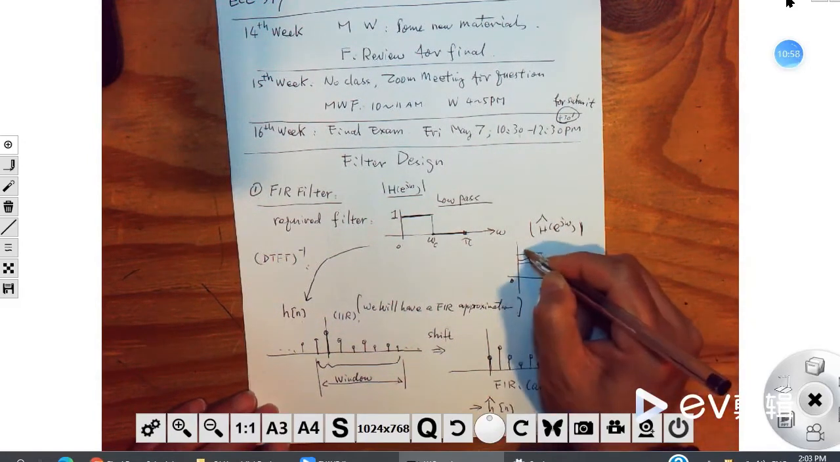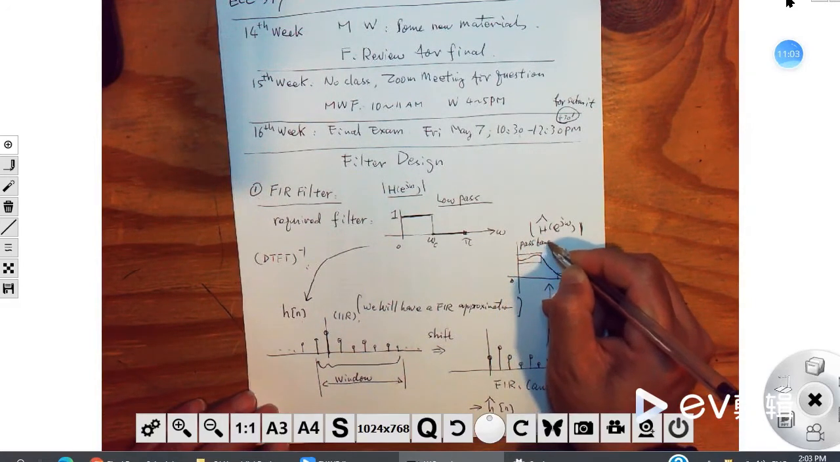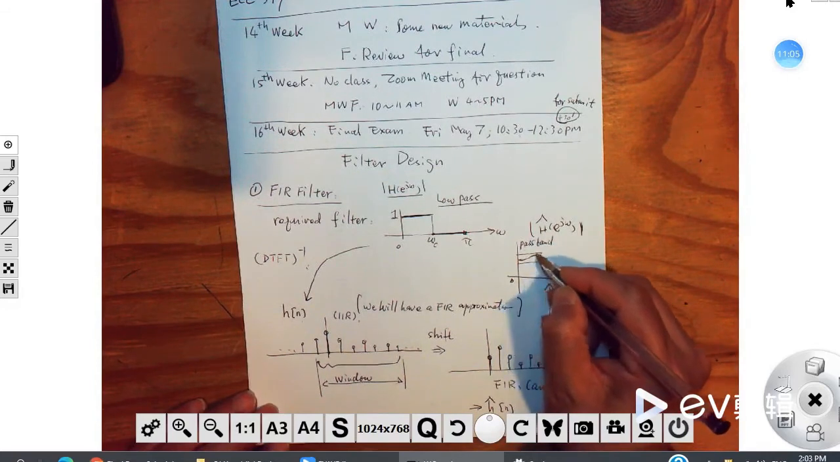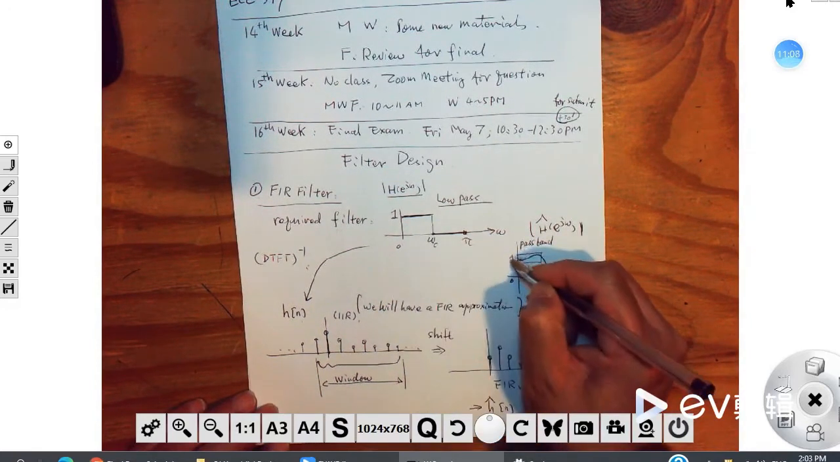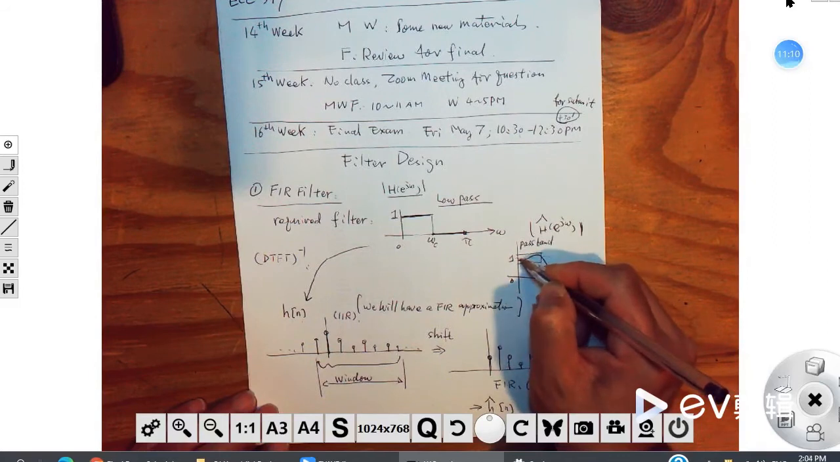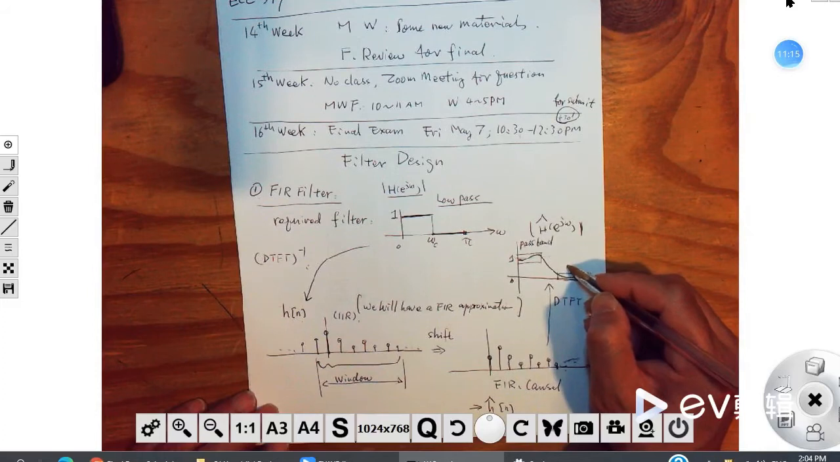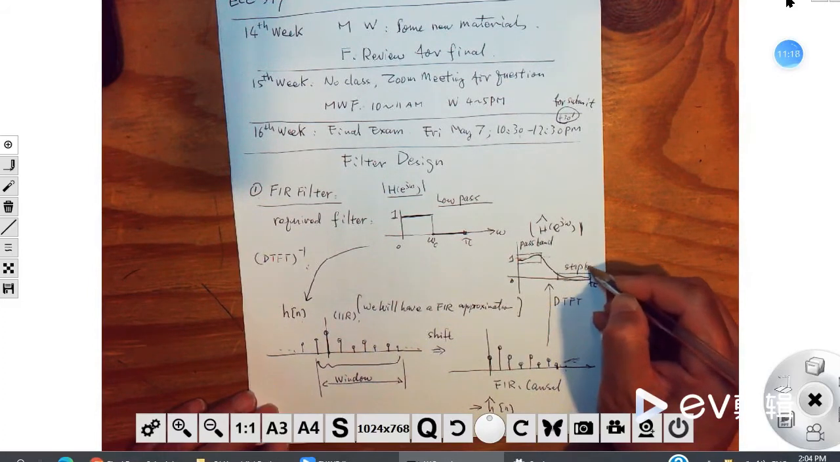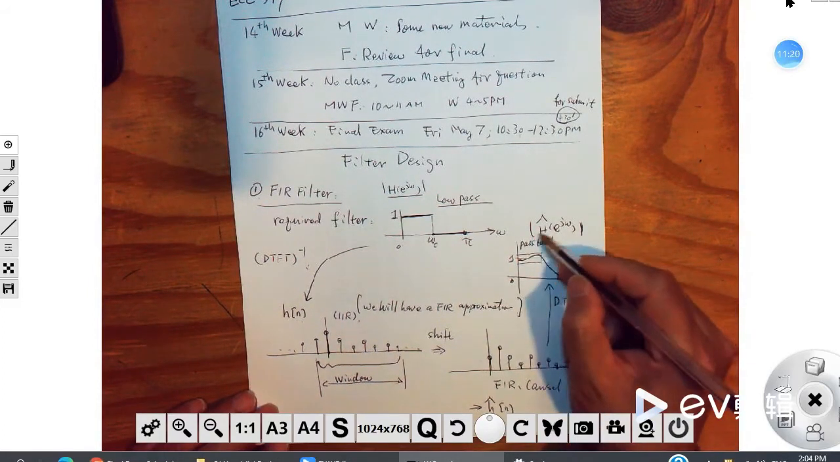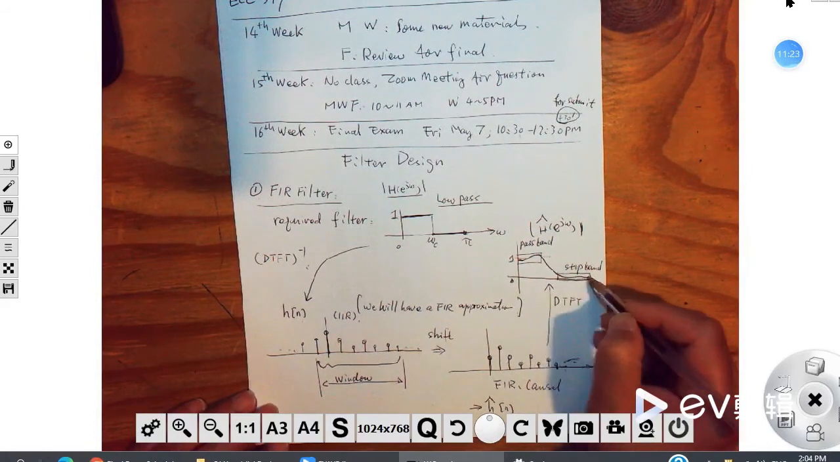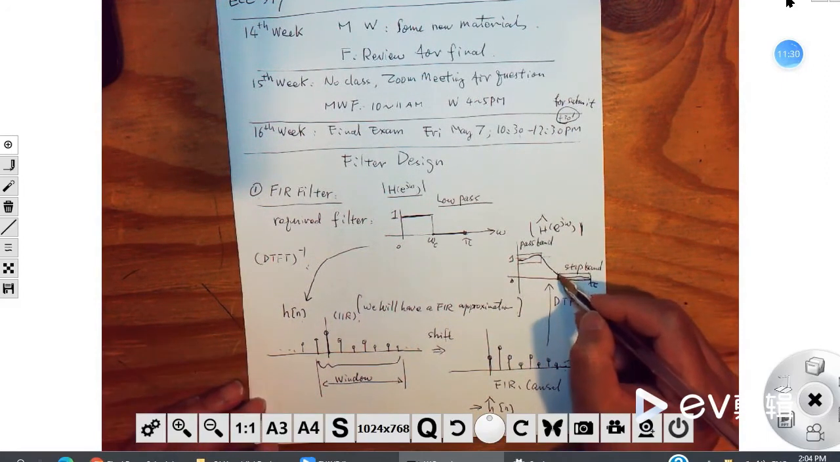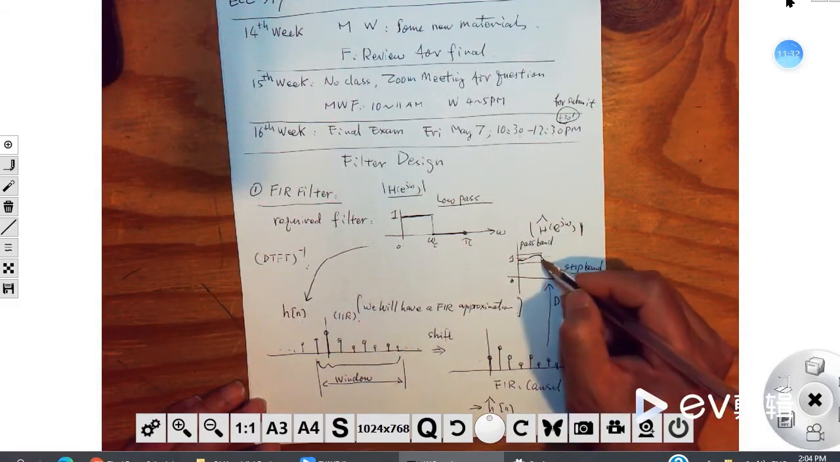Okay, this part we call a passband. In the passband, the value is close to 1. Not exactly the same, but close to 1. And this part is the stopband. In the stopband, the magnitude of the frequency response will be close to 0. Not exactly 0, maybe it is 0, but it depends. Close to 0.